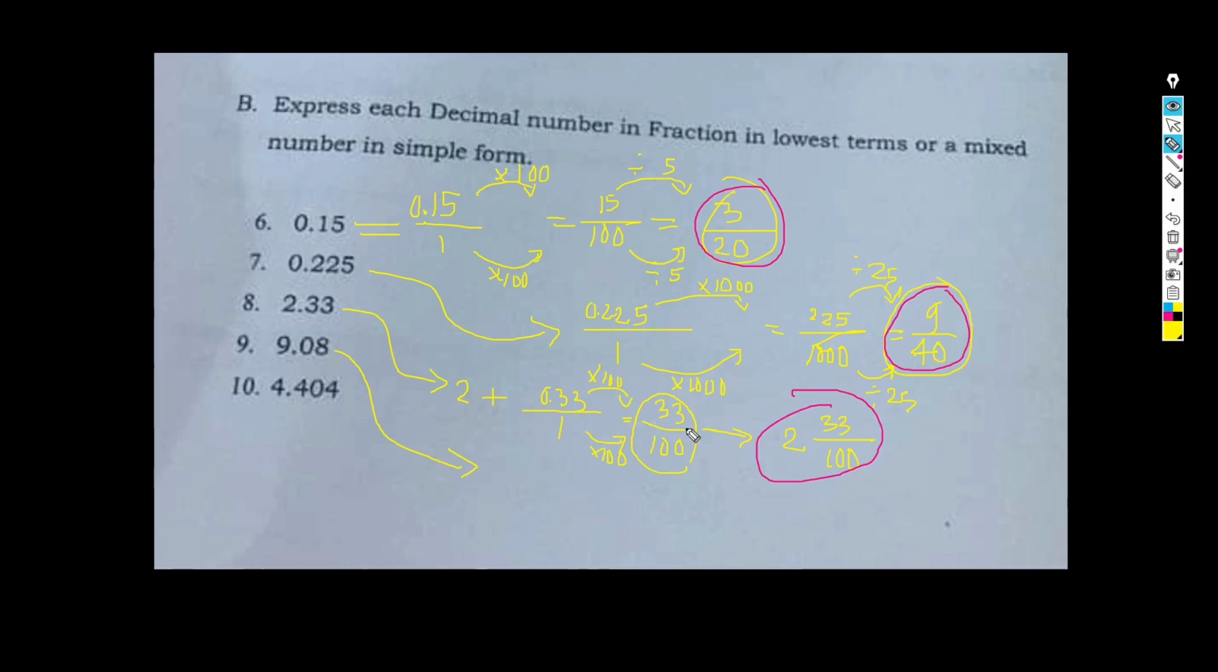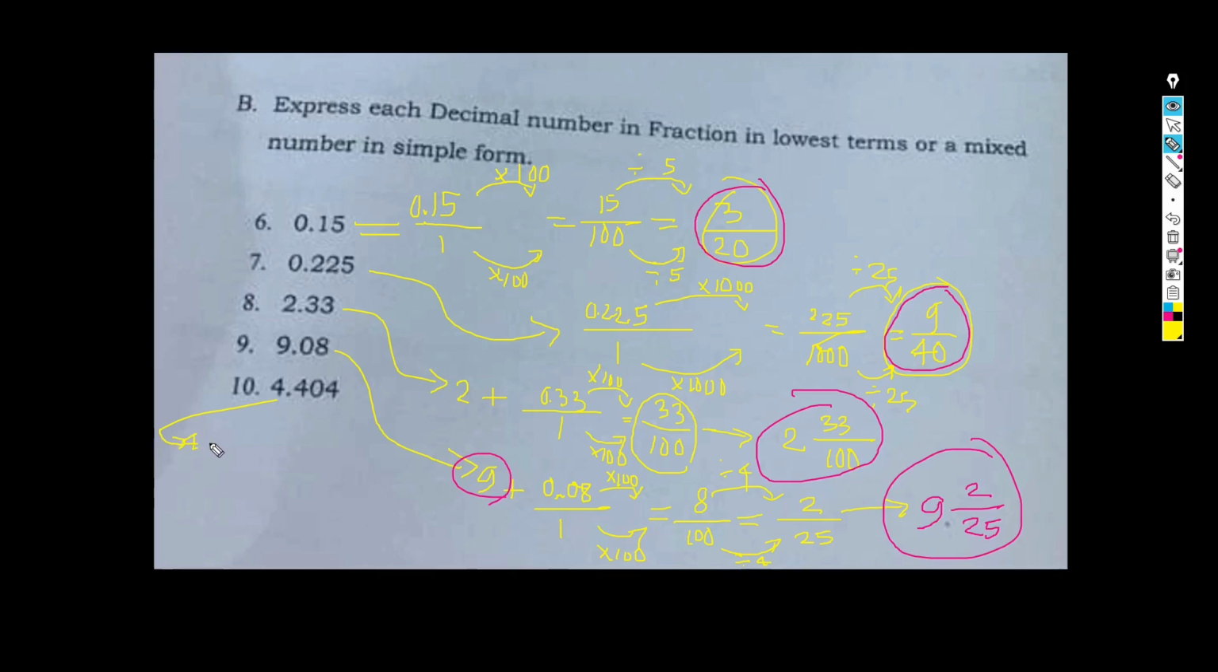Okay. Next, for 9, you separate 9 and then plus 0.08 over 1. Just multiply it with 100. Multiply with 100. It's just equals to 8 over 100. Oh, and you can just divide this one with 4. Yeah, you can divide this one with 4. This will become 8 divided by 4 is 2. 100 divided by 4 is 25. So the final answer here, you add the 9 there, so that will be 9 and 2 over 25 is the final answer. Now let's go to number 10.